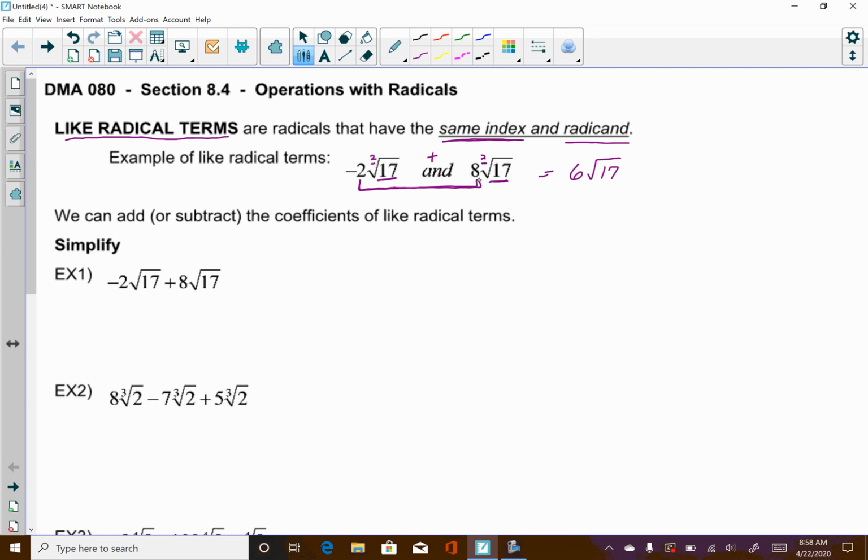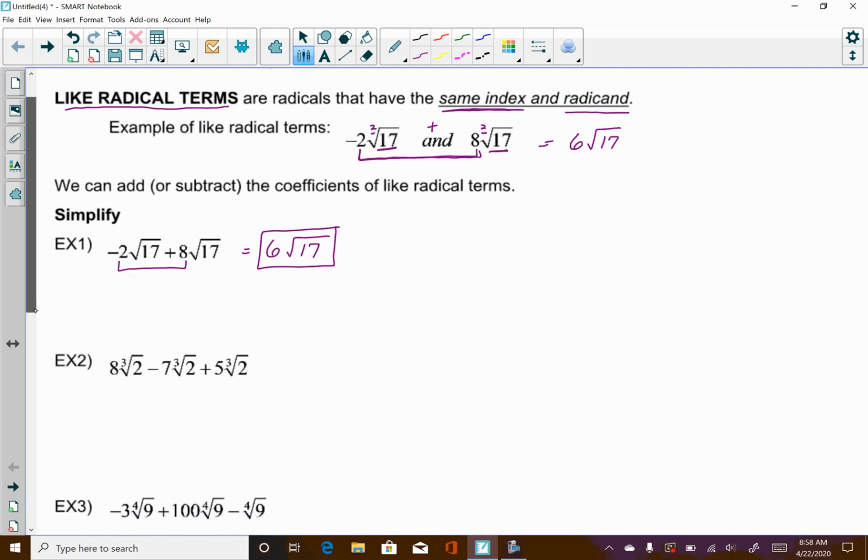All right, so looking here at example 1, it is exactly like what I just did here, the -2 square root of 17 plus 8 square root of 17. Like I was saying, you just take these two values here and add them together, which is, like we said, a +6, and they are both the square root of 17. Final answer. Okay. Example 2, the only thing different there is that they're all cube roots, so add up those numbers and keep that cube root.